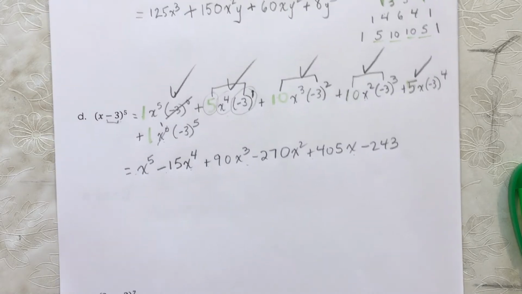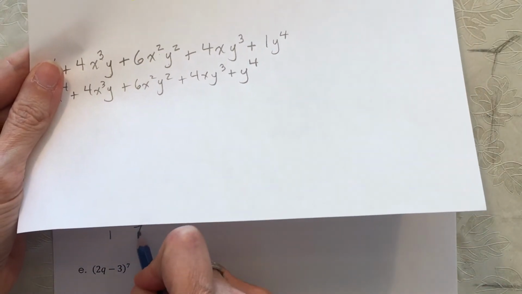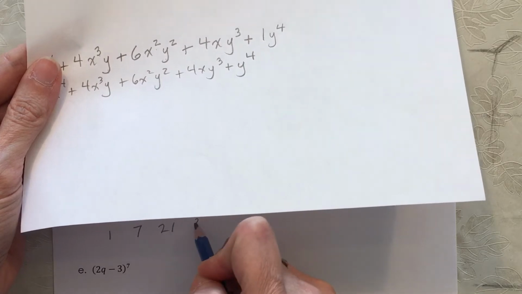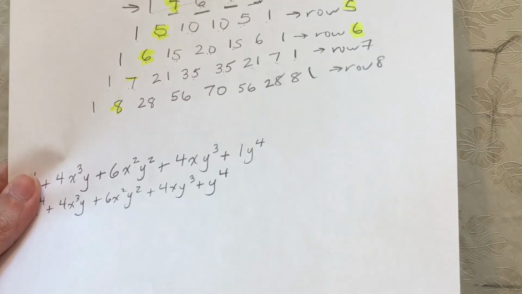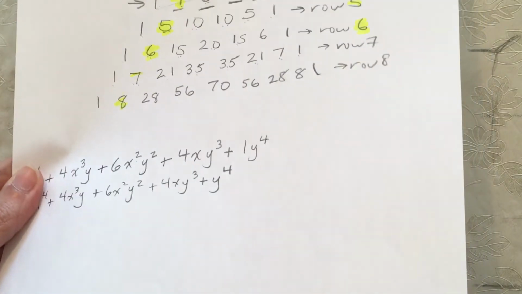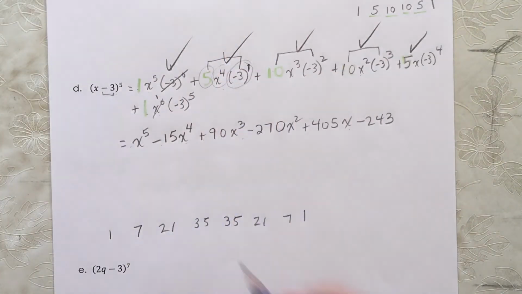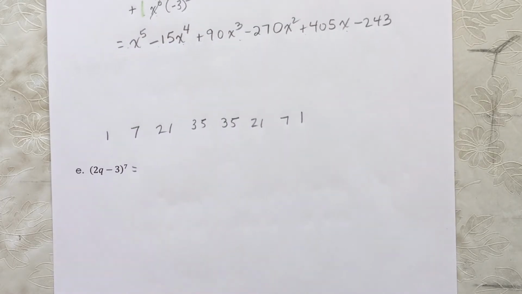Okay, 2q minus 3 to the 7th. So the 7th row of Pascal's triangle, I'm just going to write it up here. So I'm going to take it from this one that I made up here myself. So it's 1, 7, 21, 35, 35, 21, 7, 1. Okay, so those are my Pascal numbers. So this one I've left a lot of space for. So I'm going to do my Pascal numbers in pink because my green's running out here.